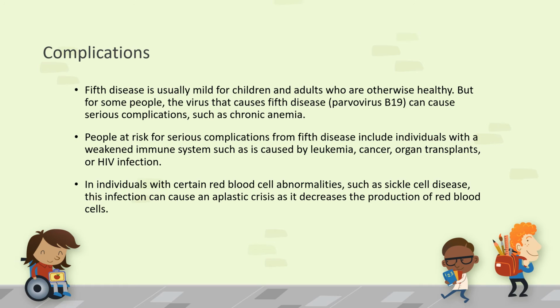Fifth disease is usually mild for children and adults who are otherwise healthy, but for some people, the virus that causes fifth disease, the parvovirus B19, can cause serious complications, such as chronic anemia. People at risk for serious complications from fifth disease include individuals with a weakened immune system, such as is caused by leukemia, cancer, organ transplants, or HIV infection.